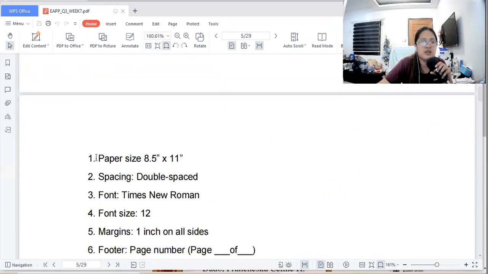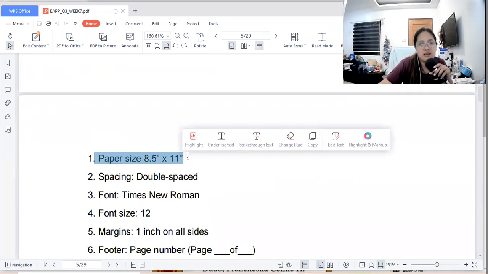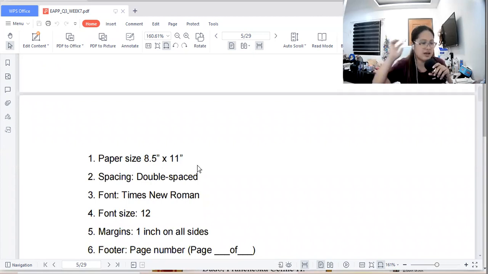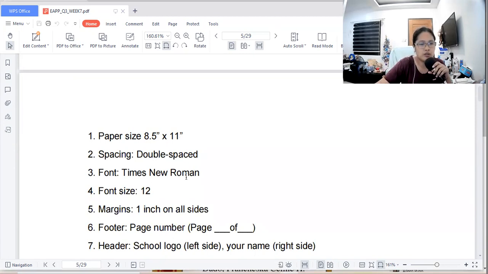Of course, you usually use 8.5 by 11, but you would have to ask your organization, company, or institution what kind of paper to use. You have the letter size, A4, and the folio or long bond paper. Your spacing is double spaced. Font is Times New Roman, depending on what your organization or institution calls for.